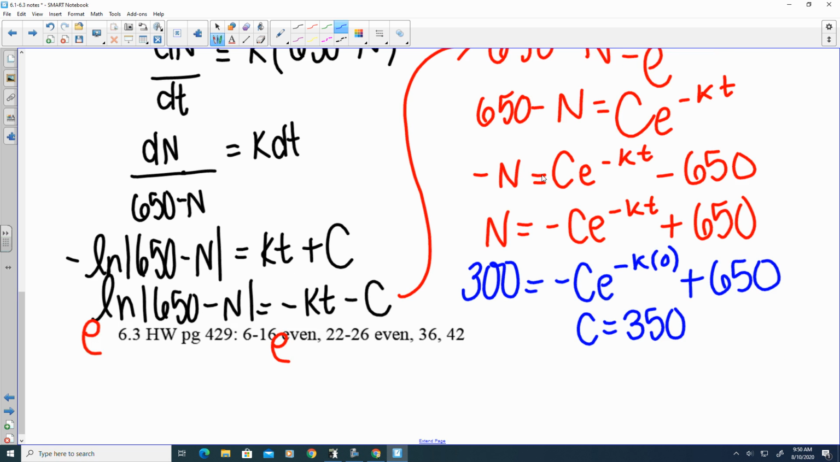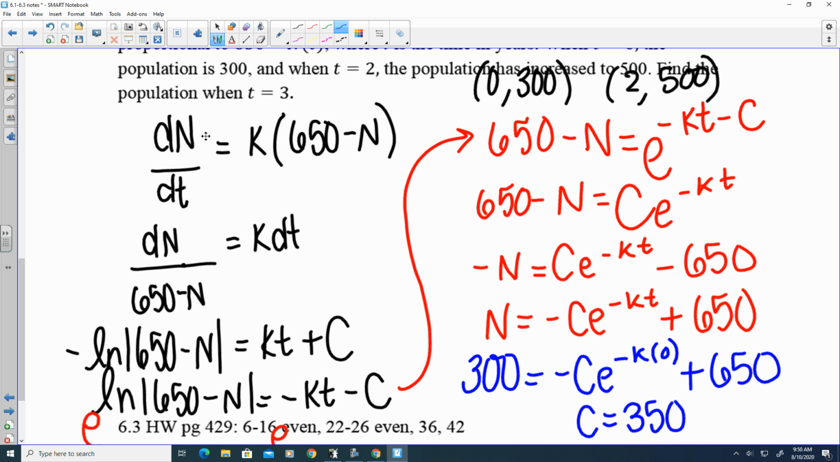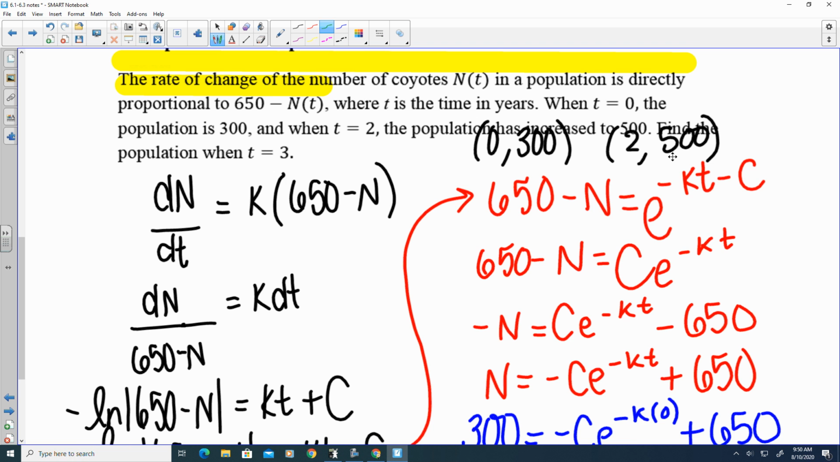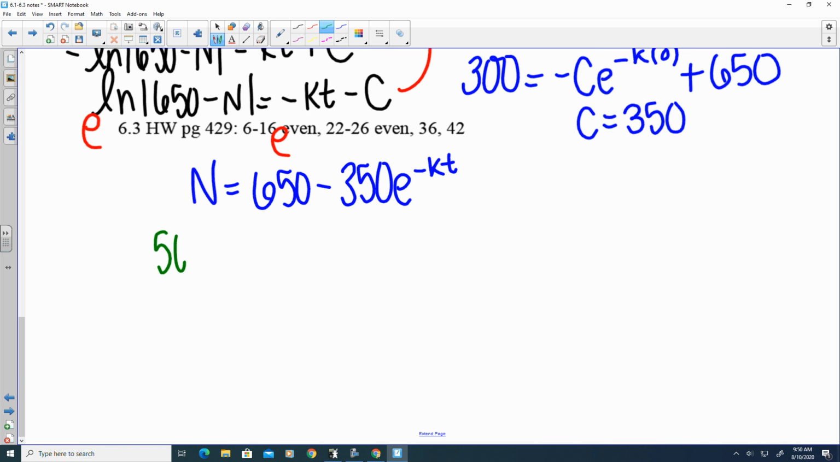I'm so sorry that I ran out of room. I'm assuming you probably did too if you wrote just as big as I did. So this is going to be 650 minus 350 e to the negative kt. What am I still missing here? I need to know what the rate of decay is, the k, in order to solve for the population when t is 3. So I'm going to have to plug in my other initial condition of 500 to solve for k.